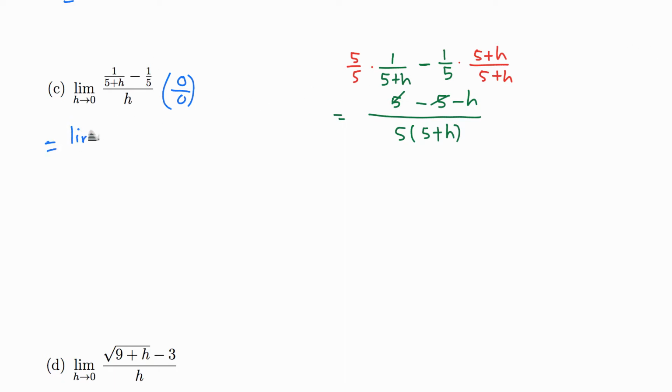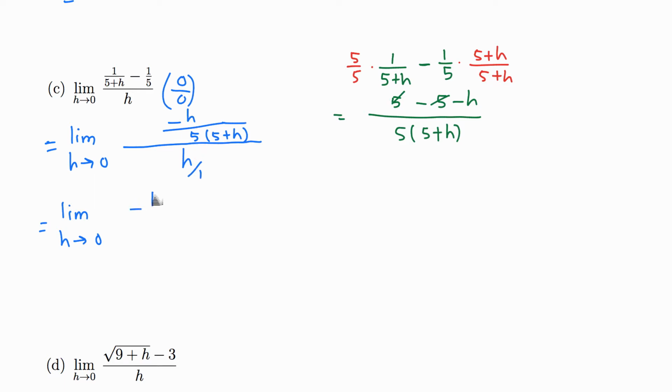Then come back here. This is the limit as h goes to 0. On the bottom I have h. I combined these two fractions and got -h over this, so -h over 5 times 5 plus h. Now we have a complex fraction, and we simplify that. Keep, change, flip. Okay, keep, change, flip. h is h over 1, by the way.